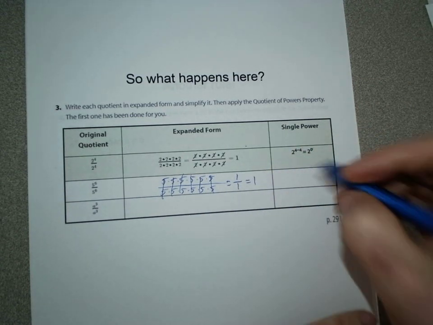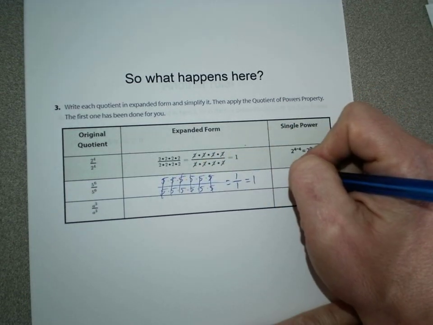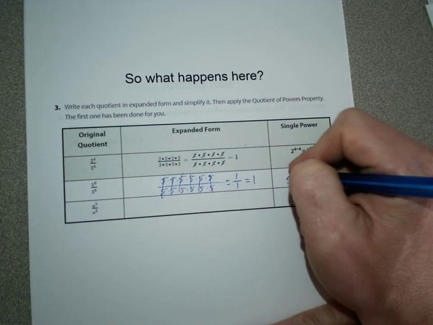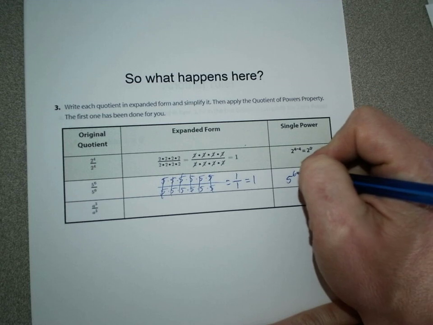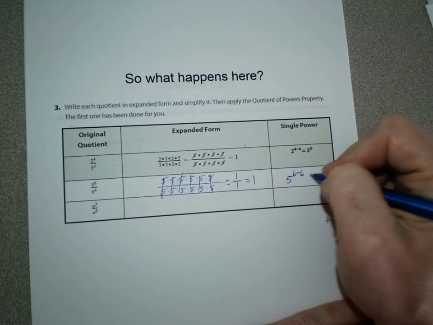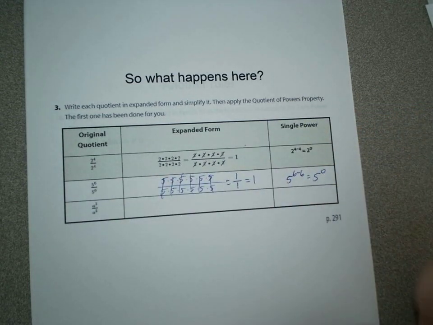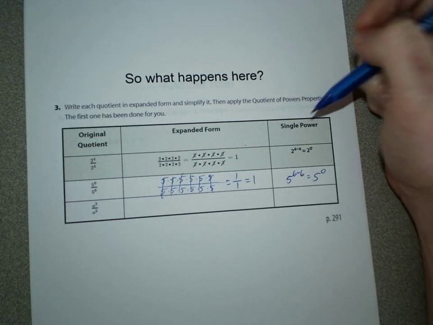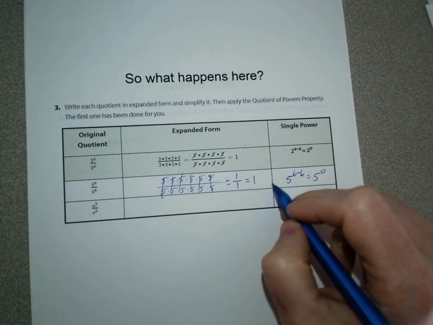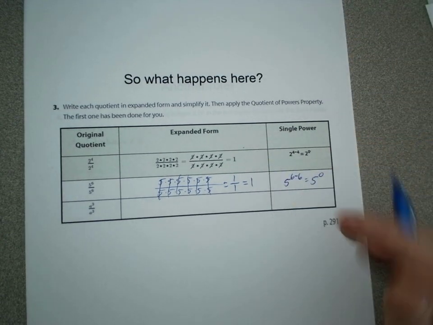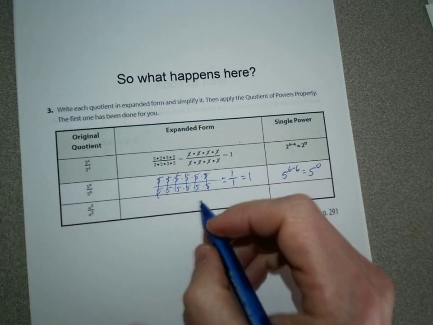And when we follow our subtraction, our division rule, we have 5 as our base. The top exponent is 6 minus the bottom exponent, which is 6, and we get 5 to the power of 0. It's really important you know 5 to the power of 0 is 1. 2 to the power of 0 is 1. So let's see what happens when we use variables.